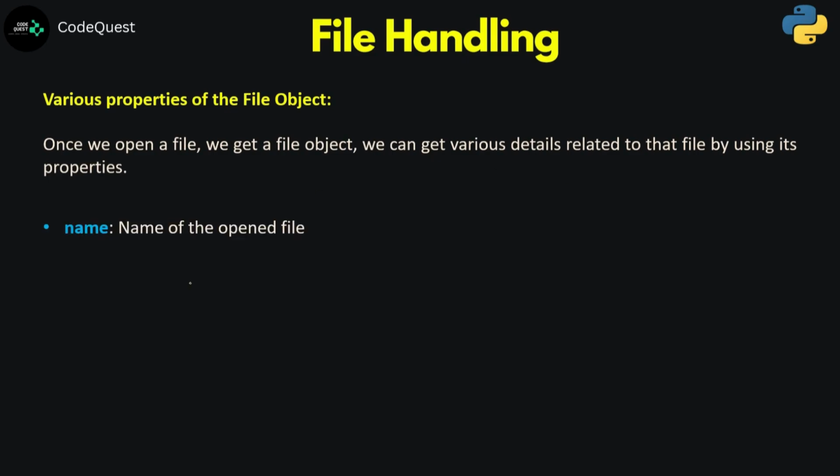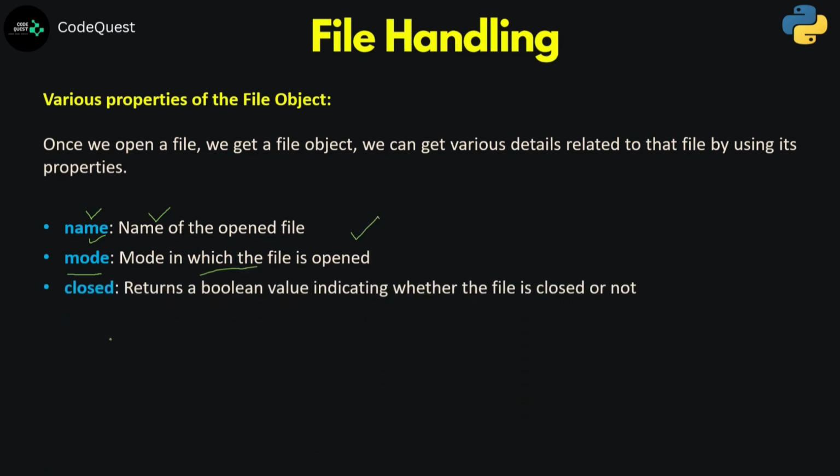Here are some of the properties. Name is one of the properties, which is going to tell us the name of the file that we have opened, irrespective of whatever mode it is. Secondly, there is a property like mode. We know that each time we open a file, we need to specify the mode. So once the file is opened in a particular mode, later on if you want to verify in which mode the file has been opened, this mode property can be used to check that.